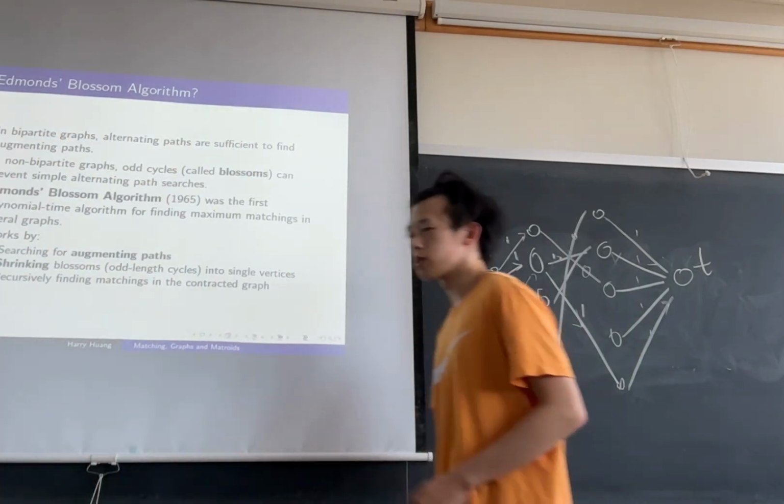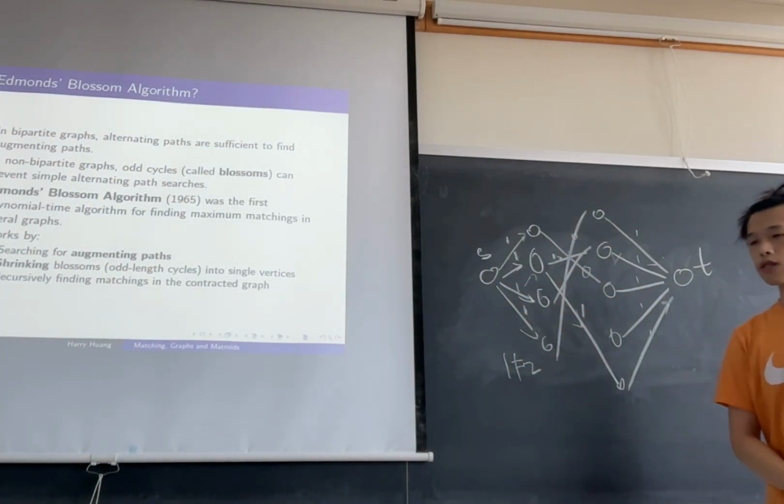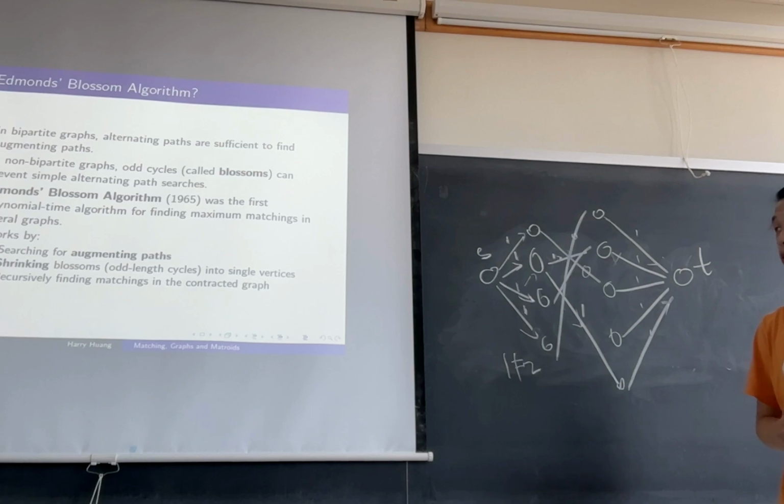So we will introduce an algorithm called the Edmonds Blossom algorithm. Blossom here means the odd cycle. That is why we need a new algorithm for the non-bipartite graphs. And the logic of the algorithm is as follows.